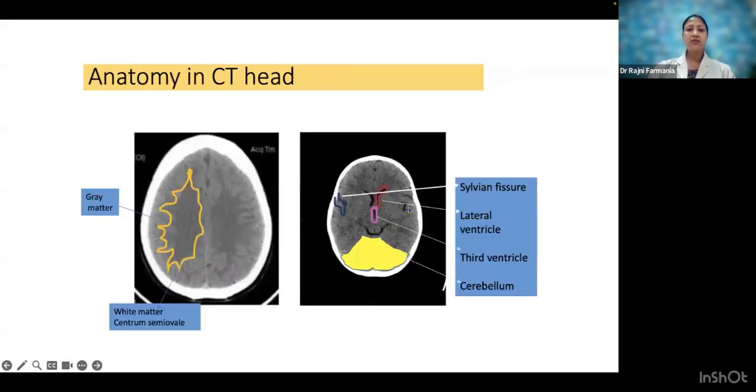So let's come to the anatomy. In the CT scan, we can see the gray matter and white matter. Ventricles can be seen, the third ventricle, cerebellum, and sylvian fissure. These are basic structures we can see in a CT scan. As residents, these days everybody wants to learn just MRI, and I think so in radiology also, but CT scan is very, very important. We cannot do away with this investigation, and knowing neuroanatomy and the importance of CT scan is important.